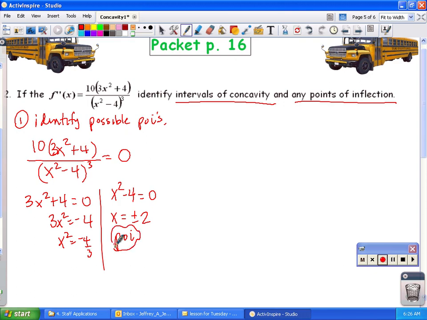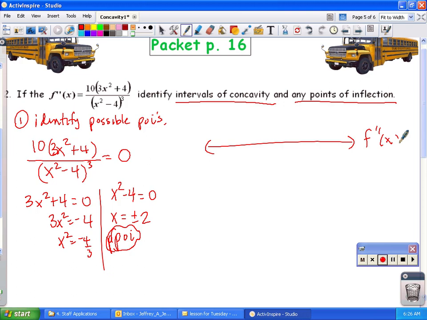The second thing I'm going to do is notice that I said points of inflection. They're possible points of inflection. Now I have to decide whether these values actually are points of inflection, or whether they're not points of inflection. So to do that, I'm going to set up a second derivative number line.